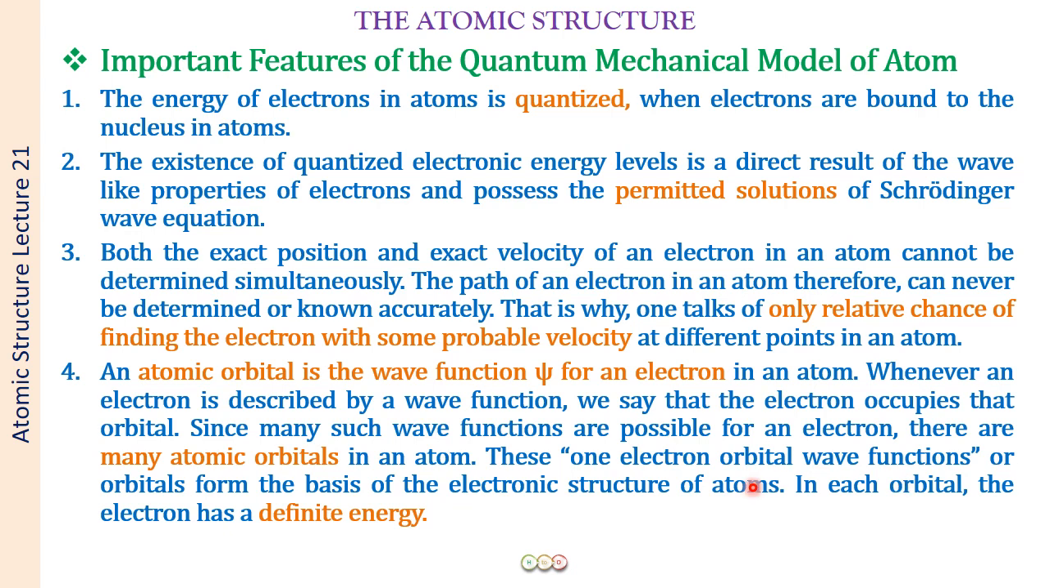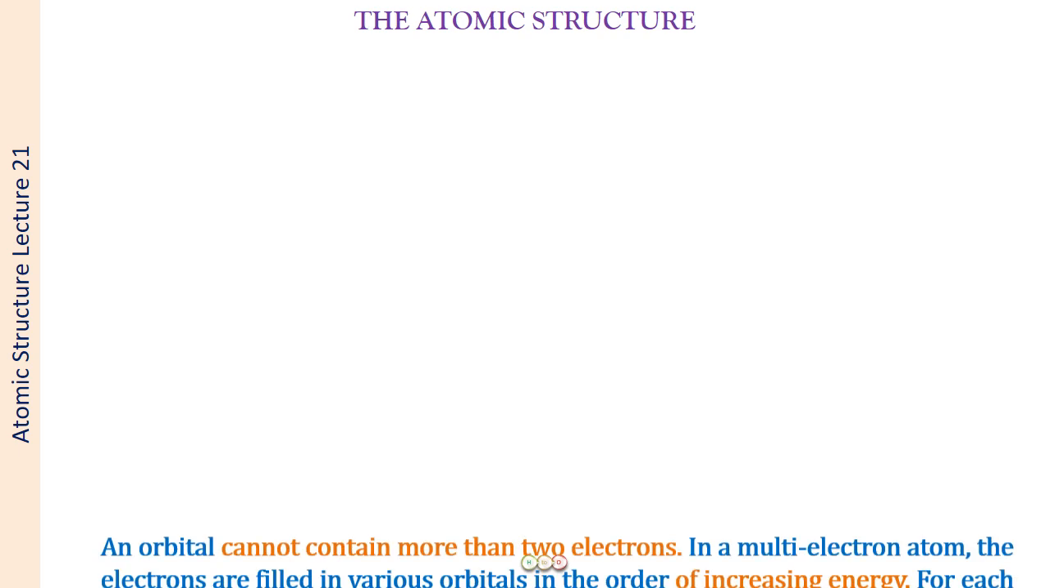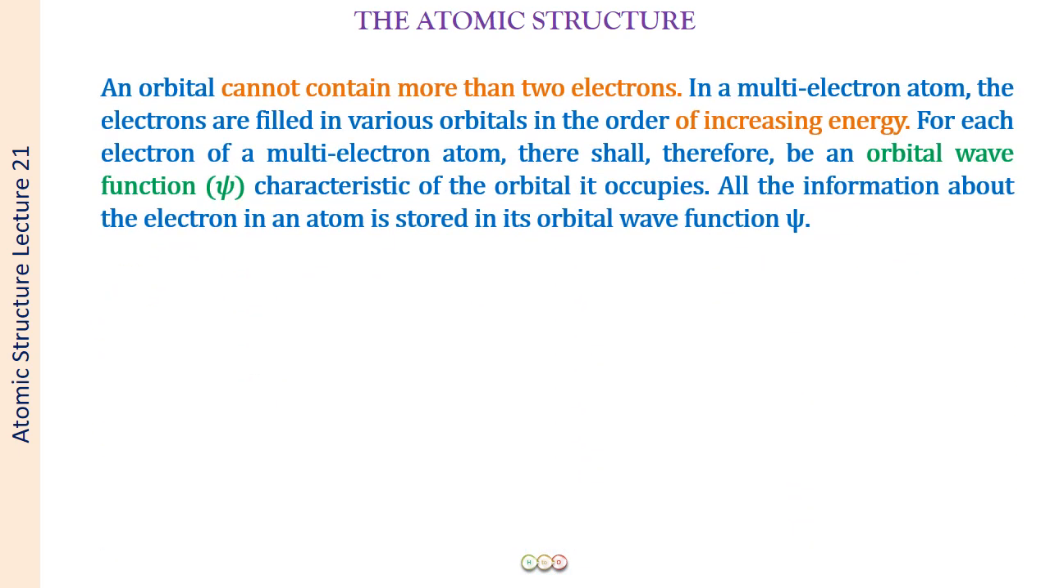And in each orbital, the electron will have a definite energy. So what we mean from all this is that the electrons are present in some orbitals, and in an atom there are many orbitals, and these orbitals have their own definite energy. An orbital cannot contain more than 2 electrons, and in the case of a multi-electron atom, the electrons are filled in various orbitals in the order of increasing energy, as you will learn further in the course.